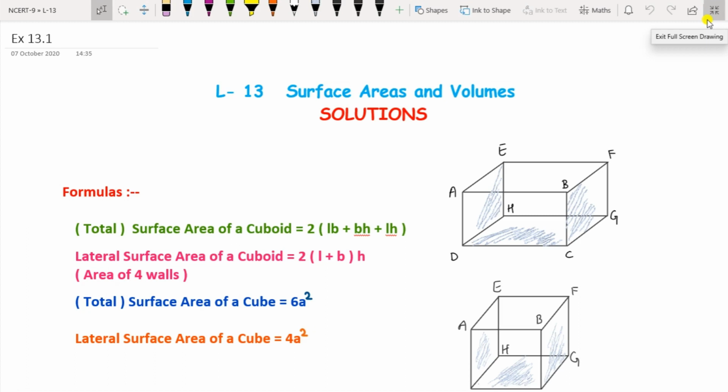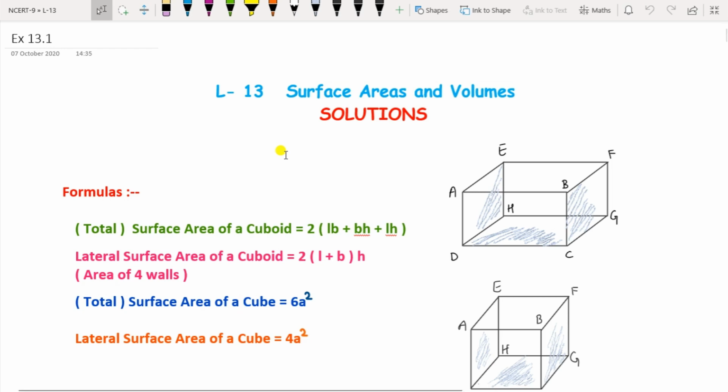In this video we are going to see the solutions of exercise 13.1 of lesson 13, surface area and volumes. In your earlier class you have studied what plane figures are, what is a rectangle, square or circle, and how to find their perimeters and areas.